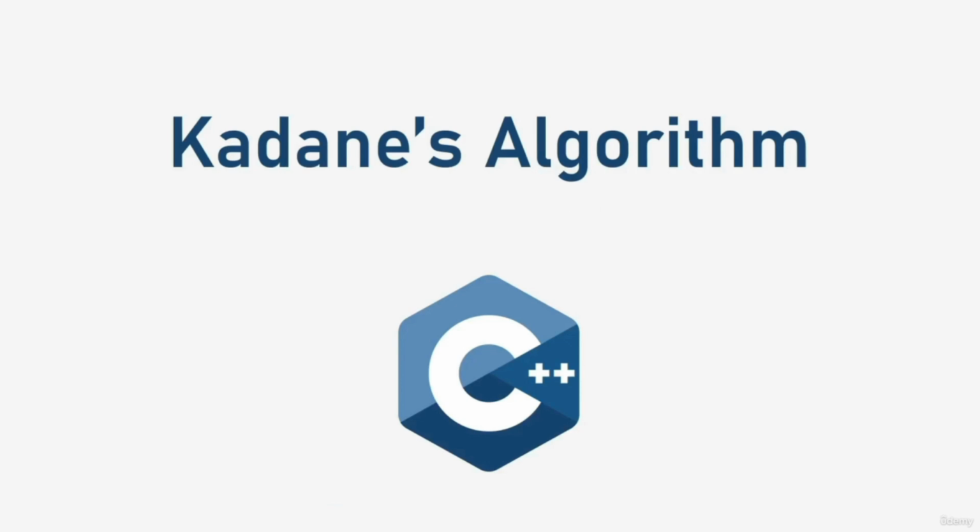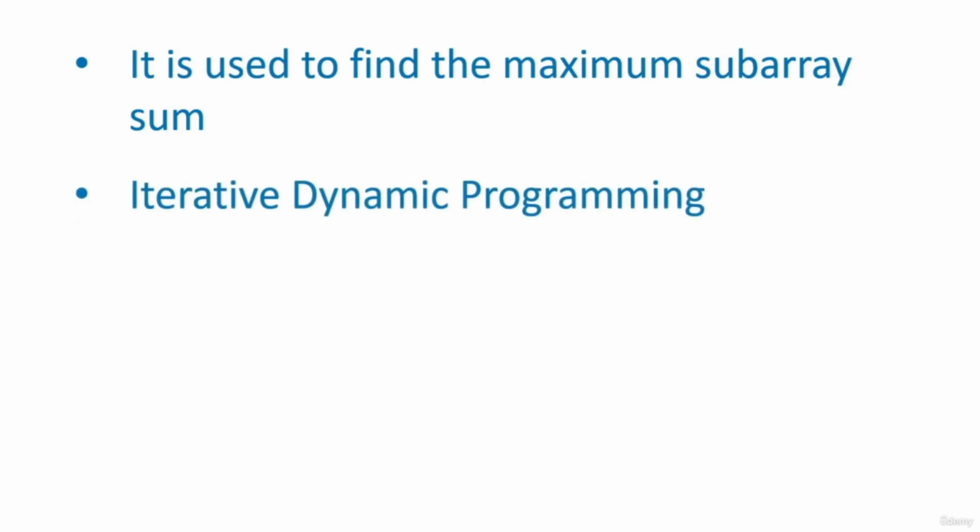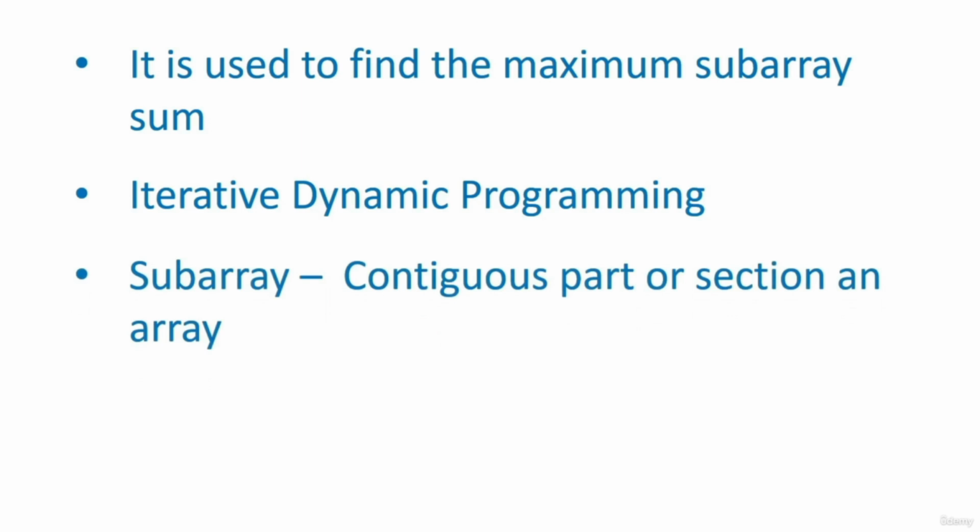Hey guys, in this video tutorial we are going to discuss the Kadane algorithm. Kadane algorithm is used to find the maximum subarray sum, and it comes under the category of iterative dynamic programming algorithms. Now what does subarray actually mean? A subarray is a contiguous part or section of an array. We will understand this with an example.